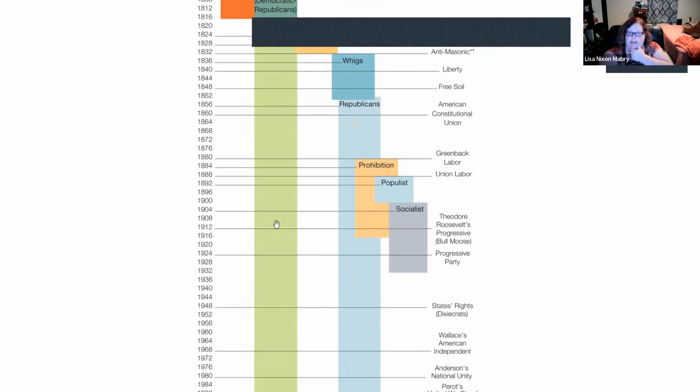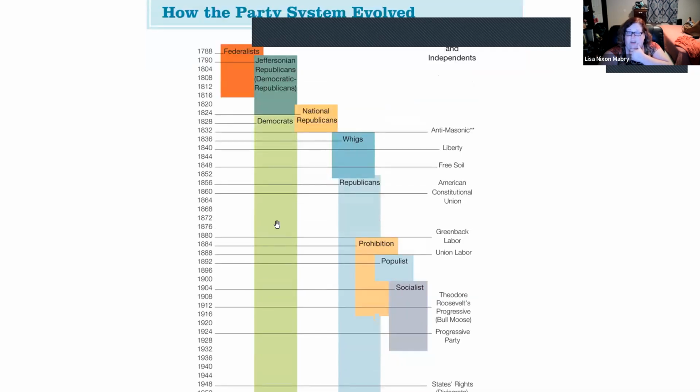If you notice, the Democrats stick around, but not in the way you think. So we now have Democrats and Republicans, but not modern day Democrats and Republicans. Then we have the Civil War happen. That's going to be what your book refers to as the third party system, or the Civil War party system.